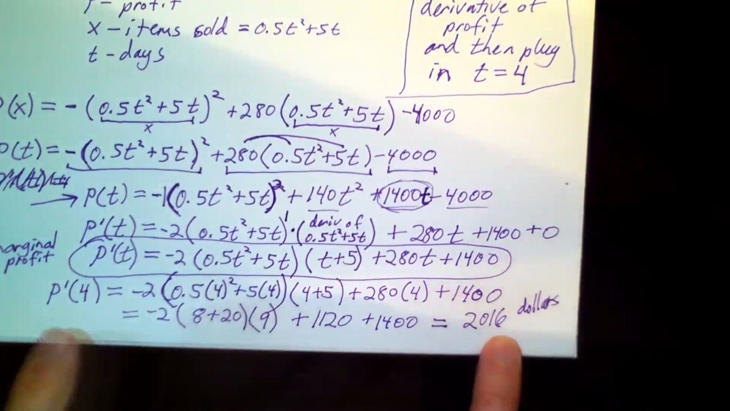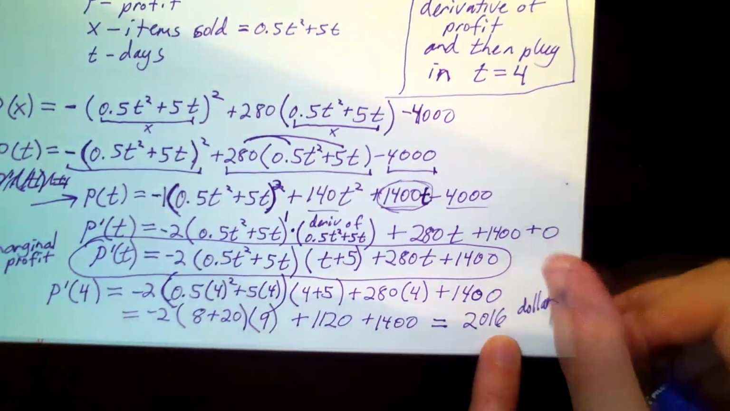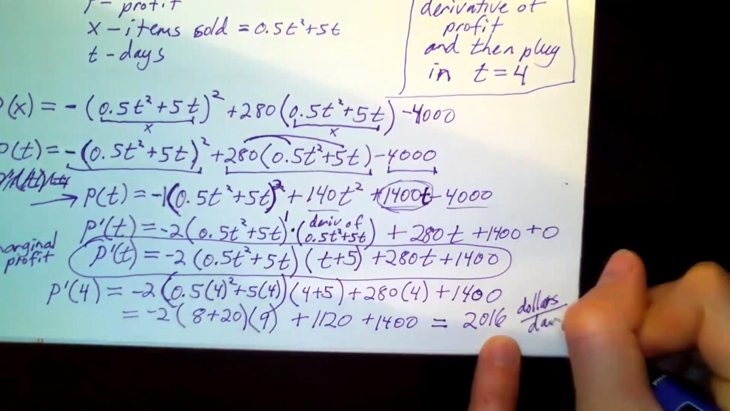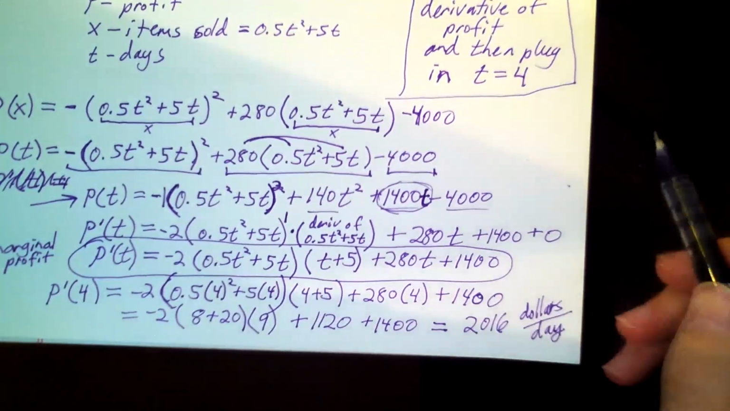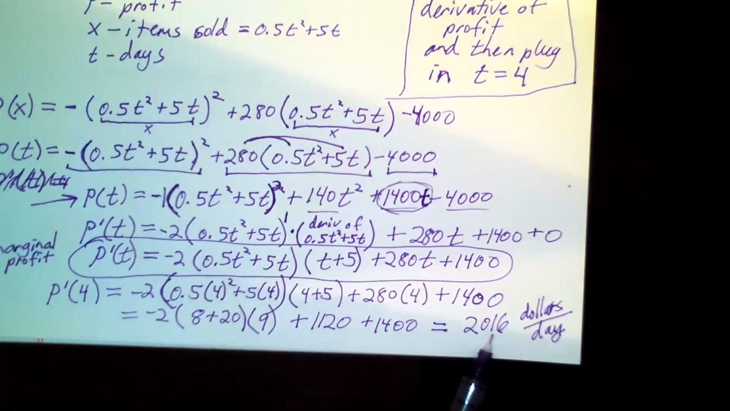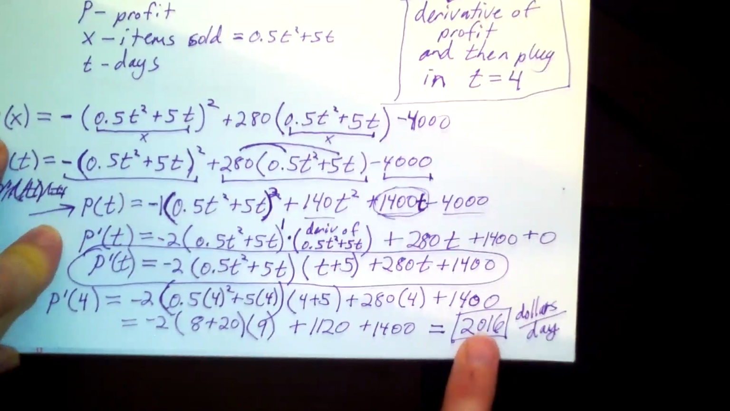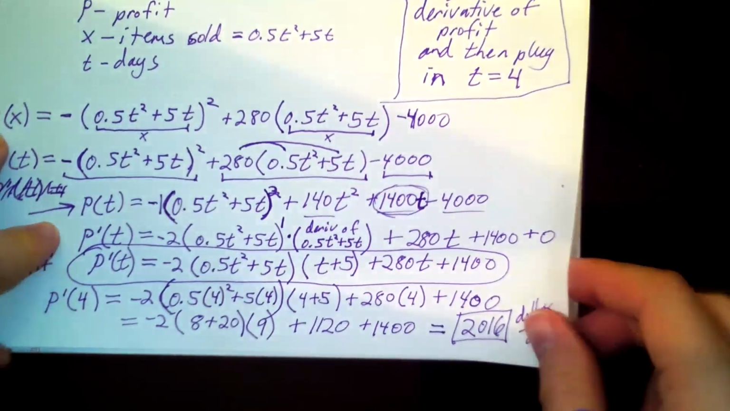So this is $2,016 and my variable is t. So this is dollars per unit time. So dollars per day. So at the end of the 4th day, when t is 4, my profit is changing by positive $2,016 a day. That is, the profit is increasing by $2,016 a day. That is the answer to number 2. That is the rate of change of profit with respect to time at the end of 4 days.